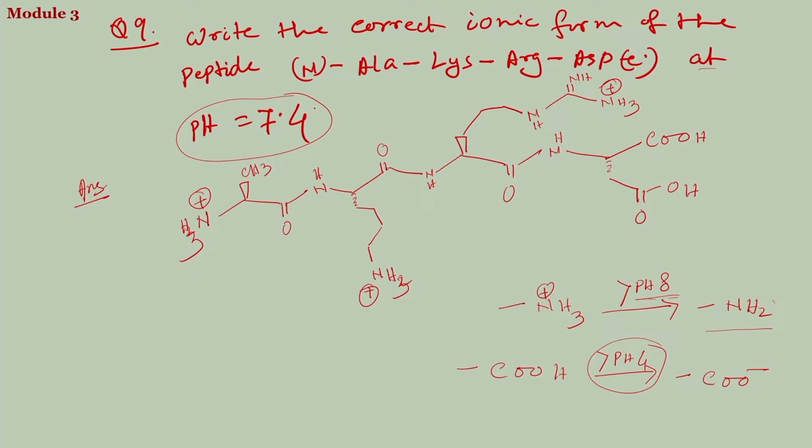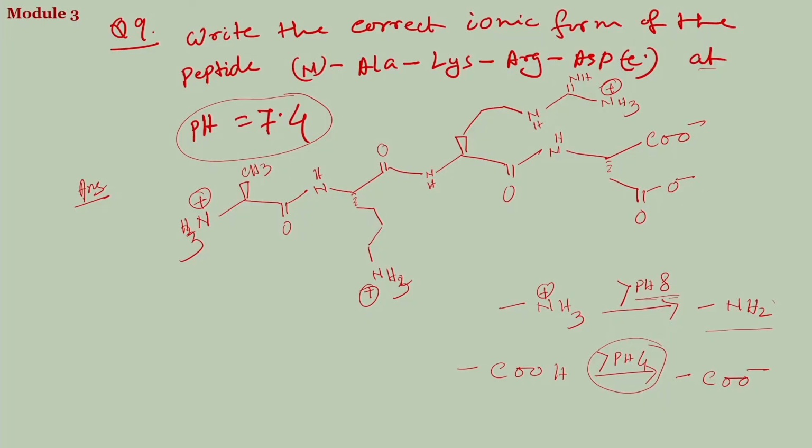So, we are doing it at pH 7.4. Here, at that pH, your acid would stay not as acid, but in the anionic form. So, this would be the actual ionic structure of the peptide, where all the amines will be in protonated form, and all the carboxylic acids would be in the carboxylate anion form.